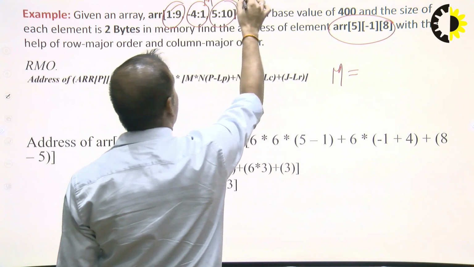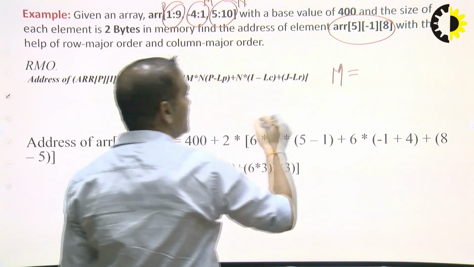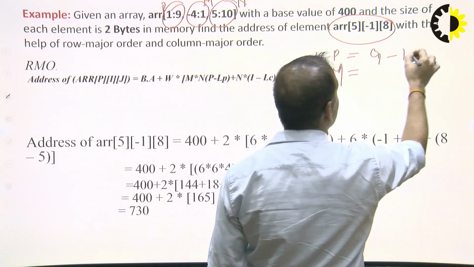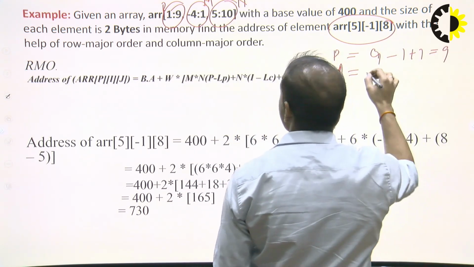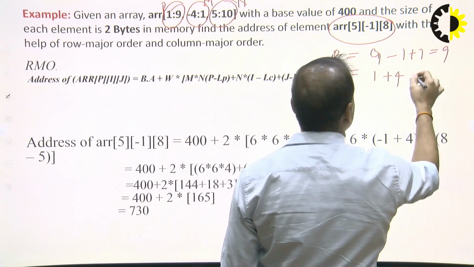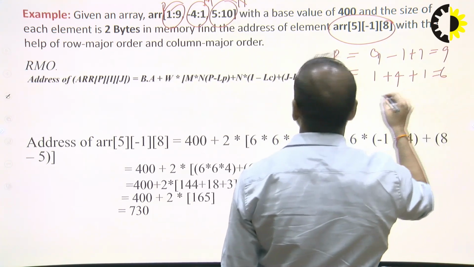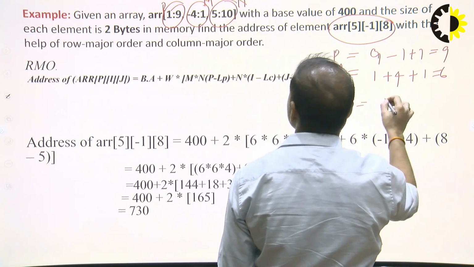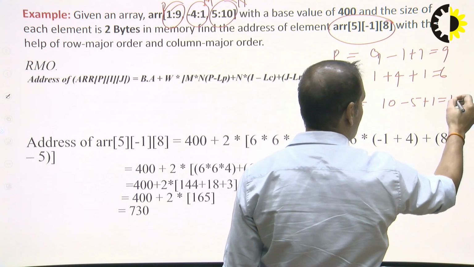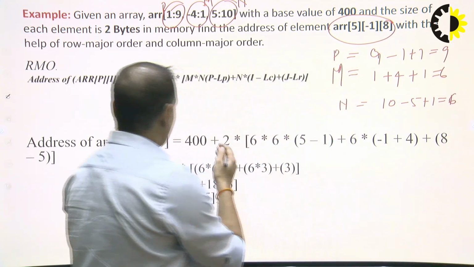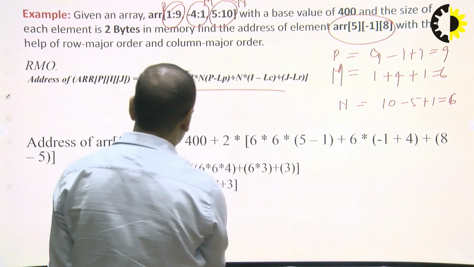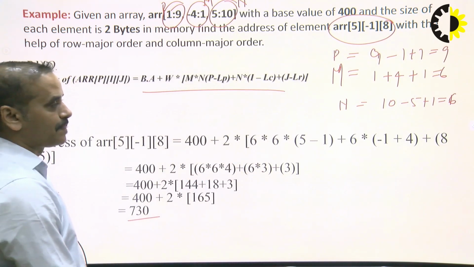M, N, and P. The P is calculated like this: 9 minus 1 plus 1, that is 9. M is upper bound minus lower bound plus 1, that is 6. And N is calculated like this: 10 minus 5 plus 1, that is 6. And now we put the values in the given formula, and we get this answer, 730.